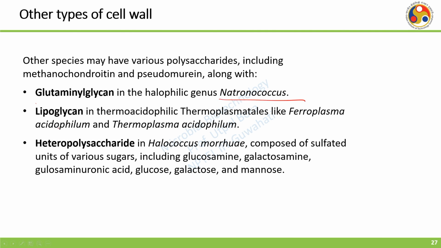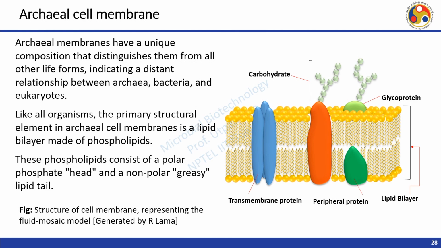Then we have lipoglycan in thermoacidophilic Thermoplasmatales like Ferroplasma acidophilum and Thermoplasma acidophilum. Then we have heteropolysaccharides in Halococcus morrhuae, composed of sulfated units of various sugars including glucosamine, galactosamine, glucosaminuronic acid, glucose, galactose and mannose.